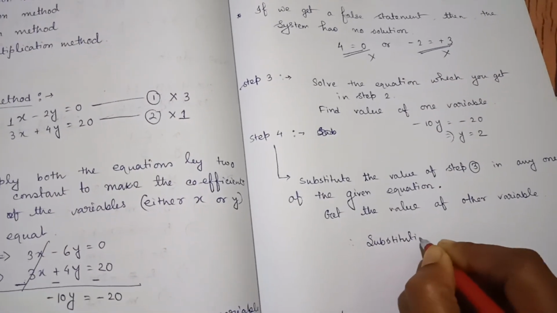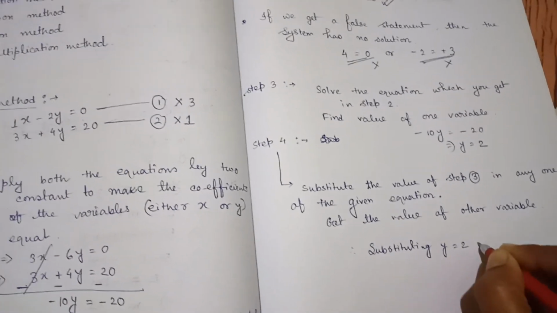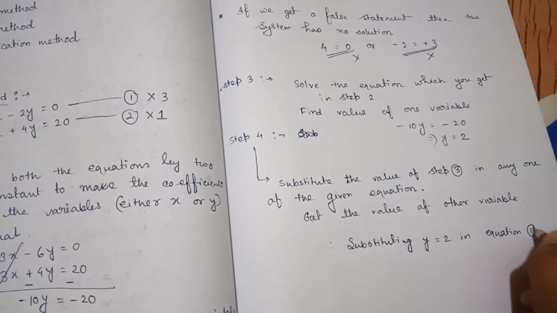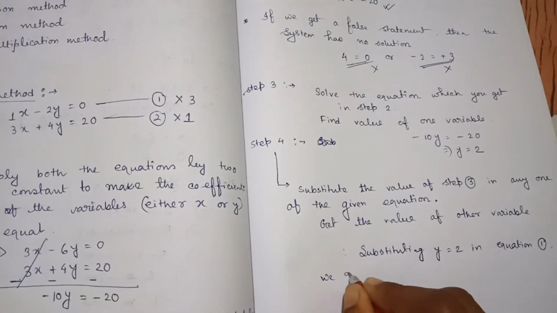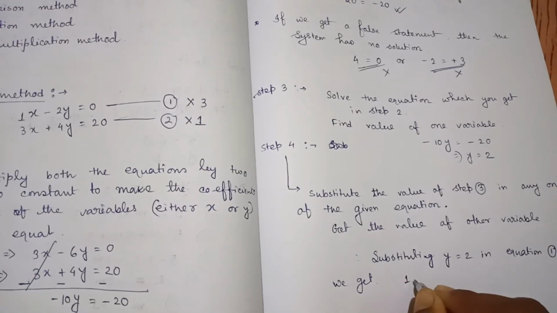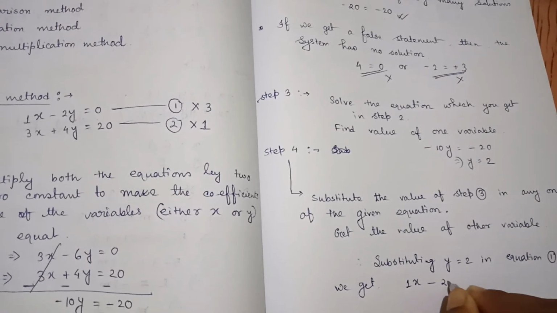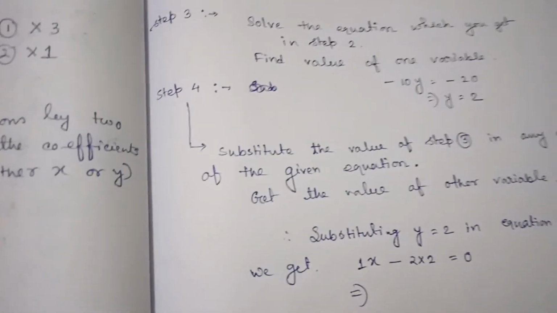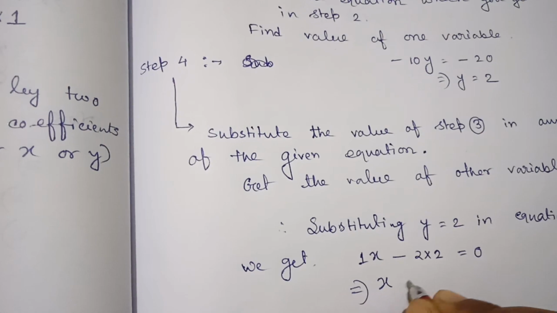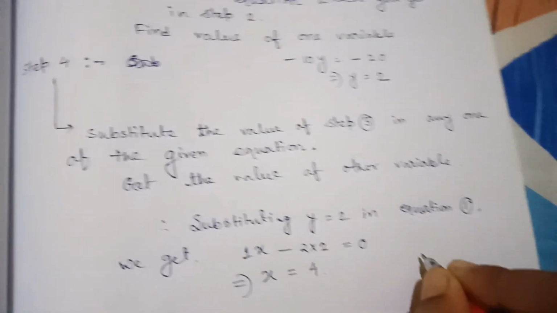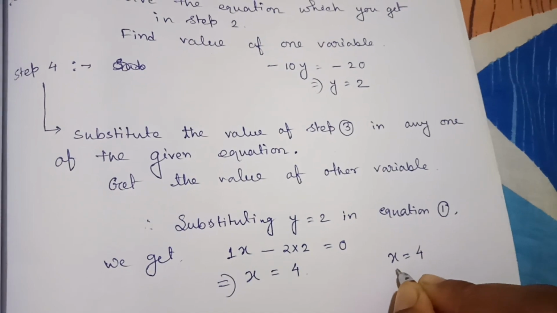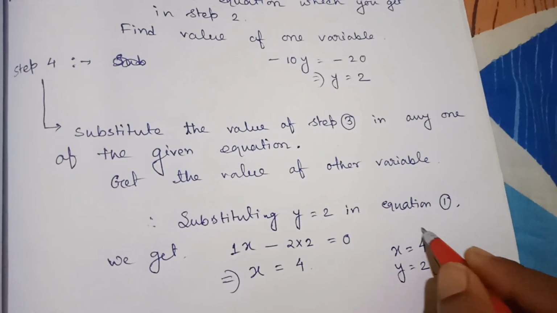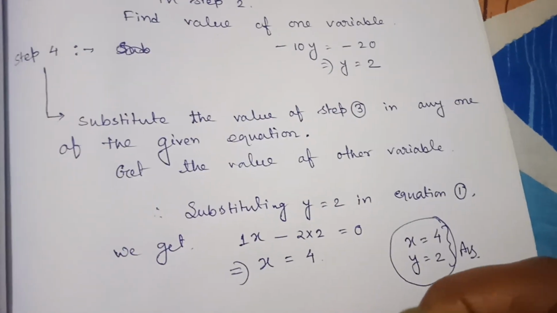Substituting y equals to 2 in equation number 1. What will we be getting? We get 1x minus 2y, means 2 into 2, equals to 0. So that means x equals to 4. So our answers are coming as x equals to 4 and y equals to 2. So these are the answers by this elimination method.